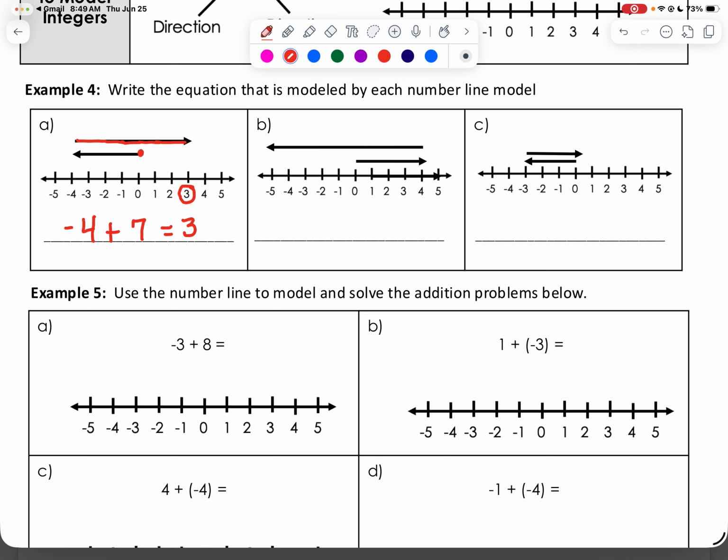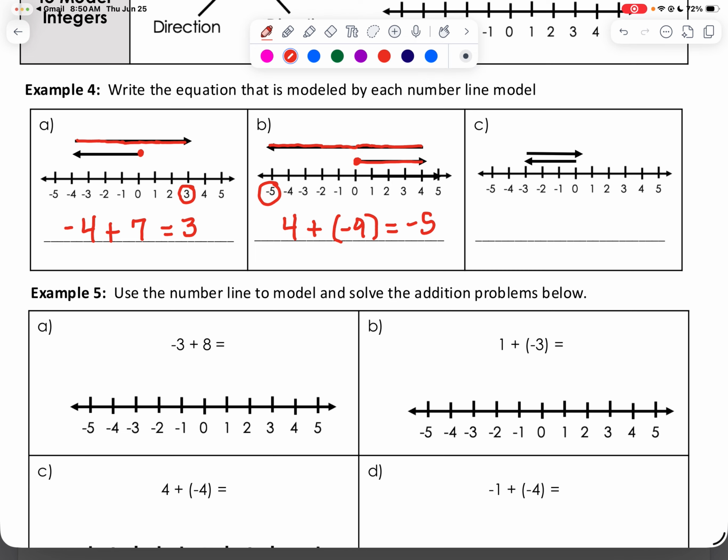Think about it. You have 4 negative counters and 7 positive counters. So 4 of them are going to cancel out and just leave you 3 positives. All right, in problem B, starting at 0, they move to the right 4. So that is positive 4 because they moved to the right. Then they move to the left 1, 2, 3, 4, 5, 6, 7, 8, 9. So they move to the left, so that is negative 9. And they landed at negative 5.